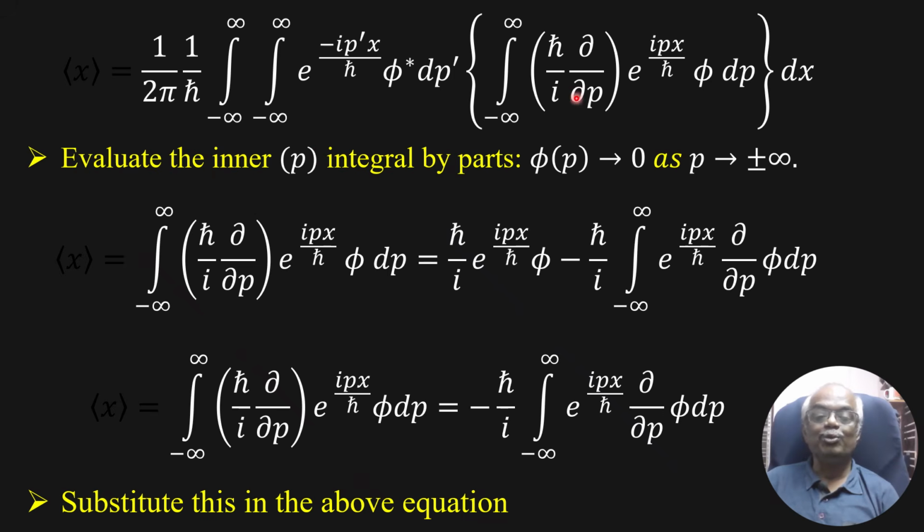Now you have to carry out this integral using the integration by parts method. And you know the wave function must vanish at p equal to plus or minus infinity, that is, at the boundary. From minus infinity to plus infinity, this boundary term will be equal to 0. You have to keep that in mind. You apply the integration by parts, so this is du.